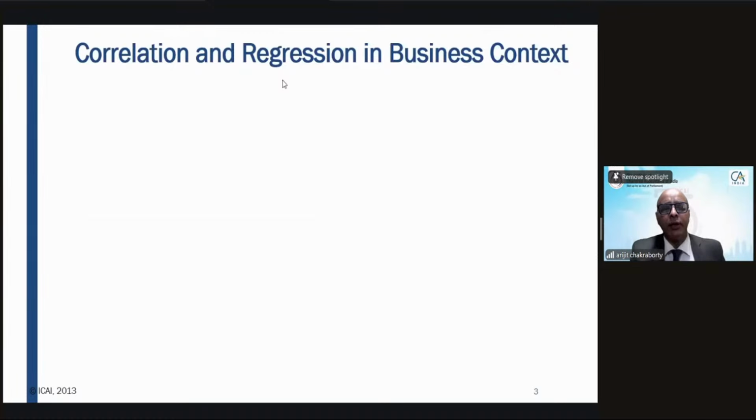So उस हिसाब से हम लोग आगे बढ़ेंगे. सबसे पहले we will discuss why we need to know about correlation and regression. So what is the relevance? ये जो statistics में हम लोगों का correlation chapter है, ये क्यों है? And सबसे पहले you can see what is the business context. What is the need to know correlation regression as a chartered accountant, as a management consultant, or as an auditor?